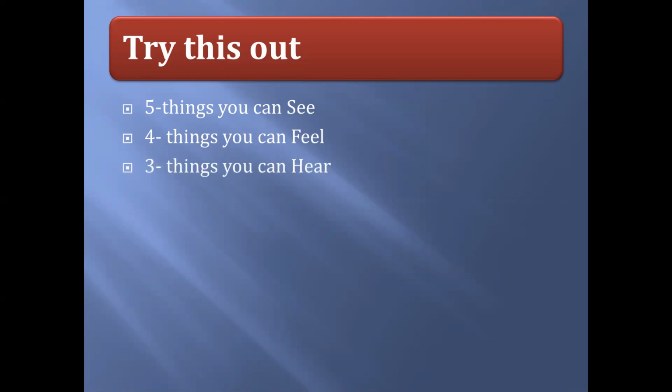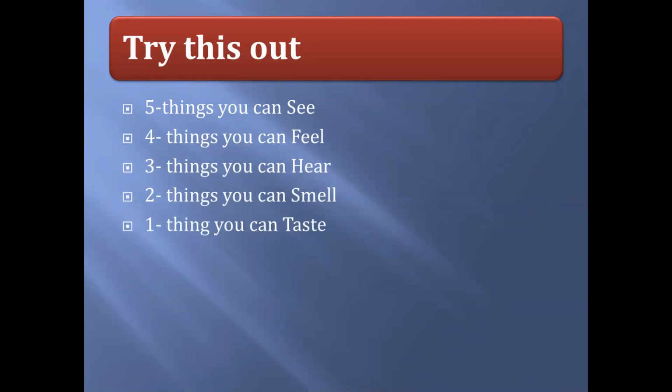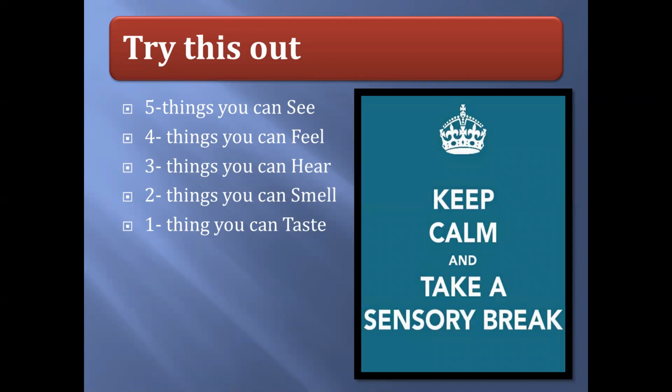Three things that you can hear. Try to listen and count: okay, I can hear this, one, two, three. Maybe the birds chirping. Two things you can smell around you. Even if you're having coffee or your food, just try it. One thing you can taste. Since you'll be having tea or coffee, try that. If you're not having anything, there'll still be a particular taste there. Try to feel it, try to understand it, try to taste it. So keep calm and take a sensory break.